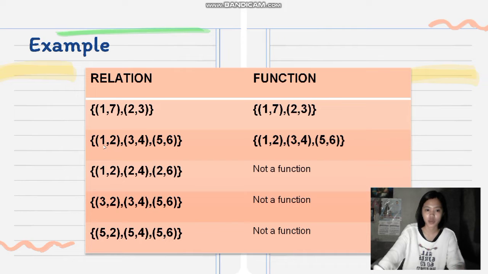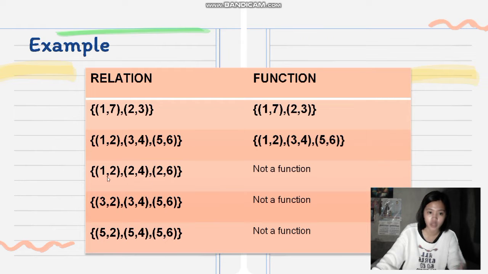Then, next example, 1, 2, 3, 4, then 5 and 6, function pa rin siya kasi, yung elements natin sa x, which is yung 1, 3, at saka 5, yan yung mga elements natin sa x, ay hindi nauulit. So, ibig sabihin, function siya. Pasok pa rin siya sa function.